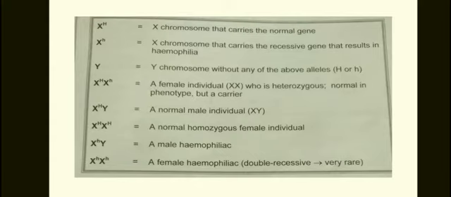A woman can be a carrier, so X superscript capital H, X superscript lowercase h. And a man can only be normal when the X chromosome does not have the recessive gene. Instead, it has the dominant gene. And a woman can be normal homozygous. A normal homozygous female is X superscript capital H, X superscript capital H. And as long as a man carries the recessive gene, that man is hemophilic. It's really rare to have a female with this condition, because for them to have this condition, they must carry the recessive gene in both X chromosomes. So double recessive, very rare. So it's seldom.